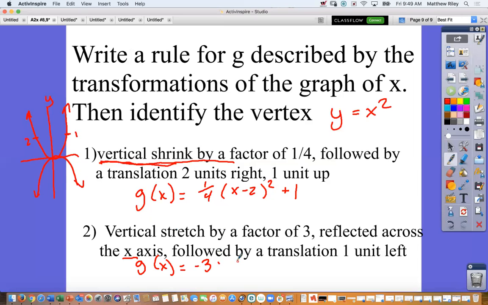And it says, followed by a translation 1 unit left. So does that go in the parentheses or outside the parentheses? Inside. In the parentheses. Good, because what goes with the x? X moves it left and right. So is it going to be +1 or -1? +1. There you go. Now, if you wrote +0, it shouldn't be wrong, but you don't ever need to write +0. And it's not going up or down at all. All right. Again, on your homework, I know it might say something like a reflection over the y-axis. I got rid of the horizontal stretches and shrinks. That's all you're going to have to do, okay?